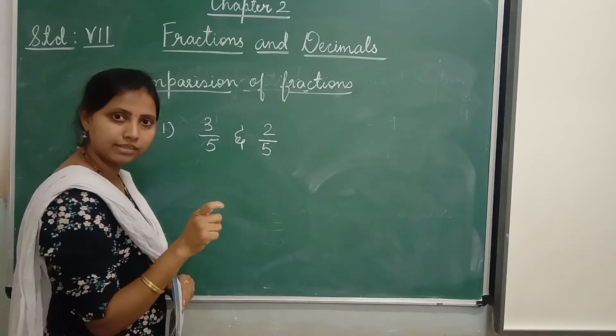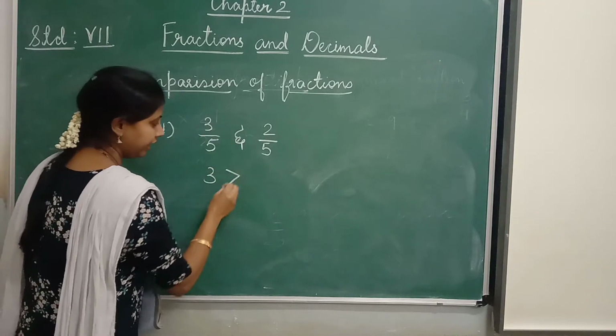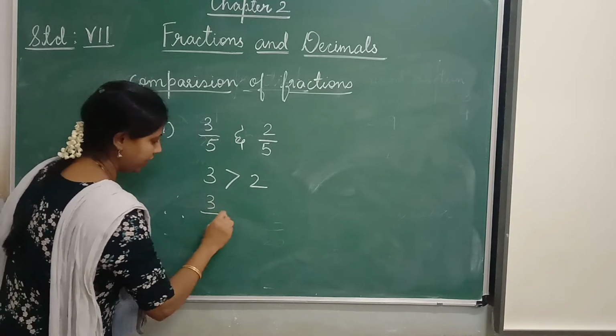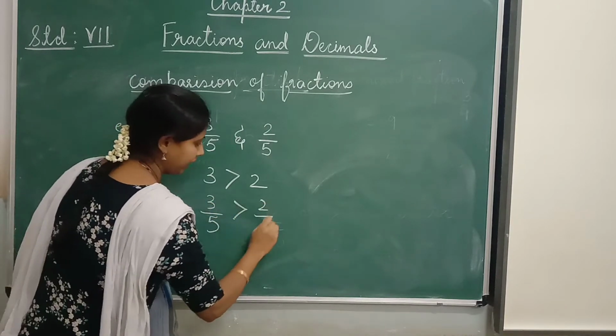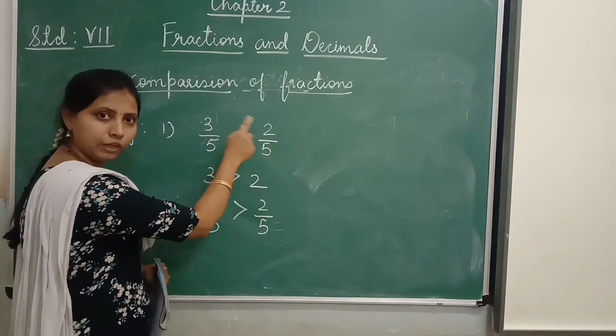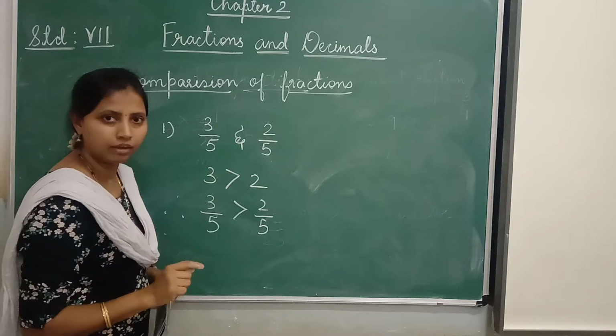So when denominators are the same, you have to see the numerator. The greater numerator is 3. 3 is greater than 2. So therefore we can write directly 3 by 5 is greater than 2 by 5. When denominators are the same, see the numerator. Whichever numerator is greater, that fraction will be greater.